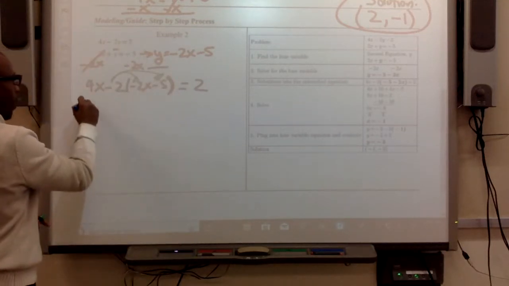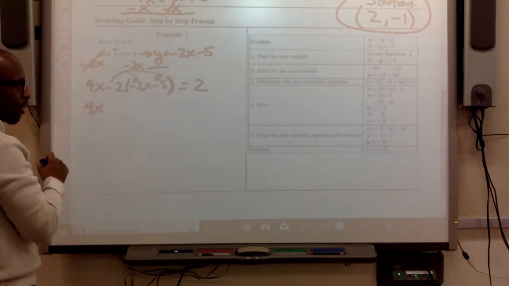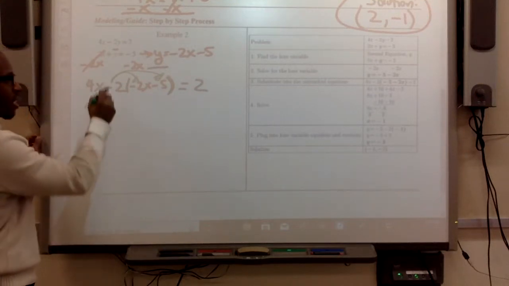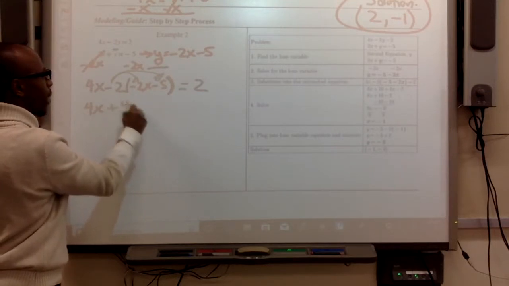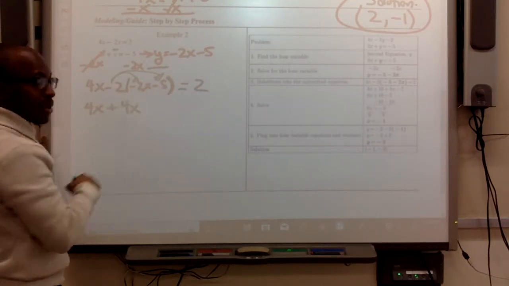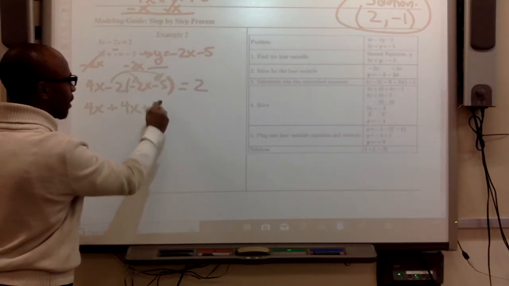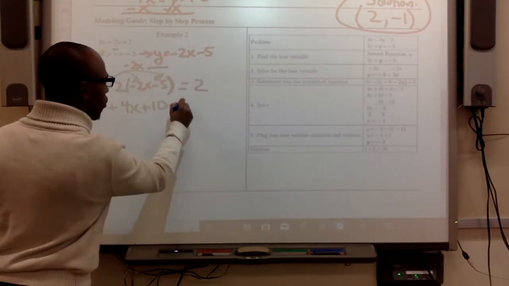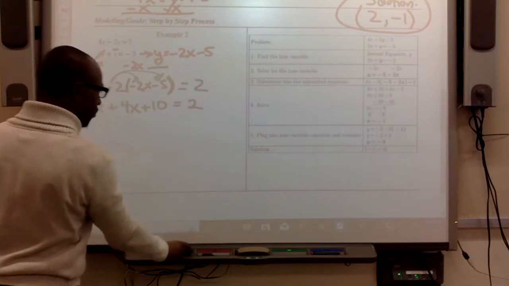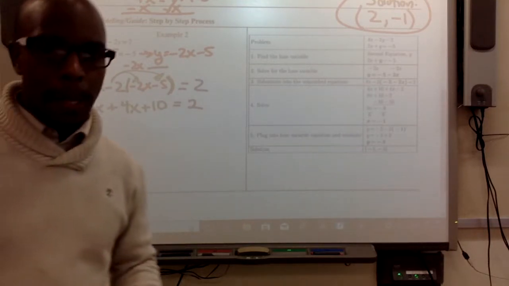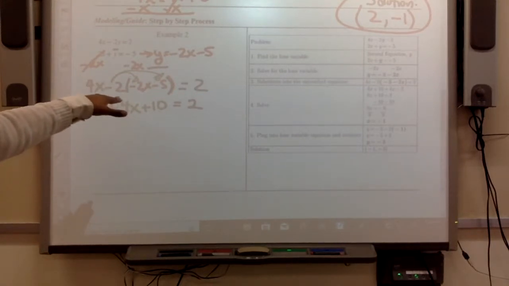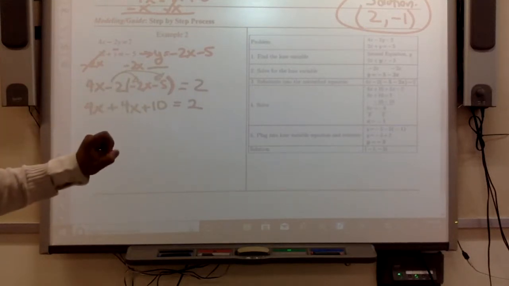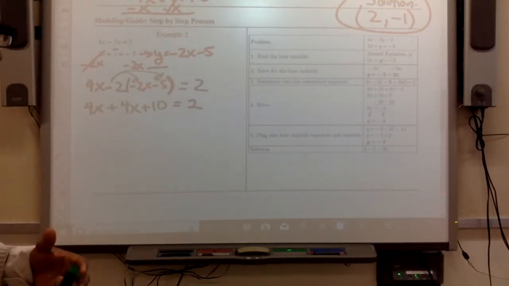I'm going to get my 4x right here. That's going to be my 4x. But then negative 2 times negative 2x gives me a positive 4x. Negative 2 times a negative 5 gives me a positive 10. And that's going to be equal to 2. Okay? So what I end up getting now is this. I distributed that negative 2, I got a positive 4x. Distribute that negative 2, I got a positive 10. Right? This is what I ended up getting, which is awesome.